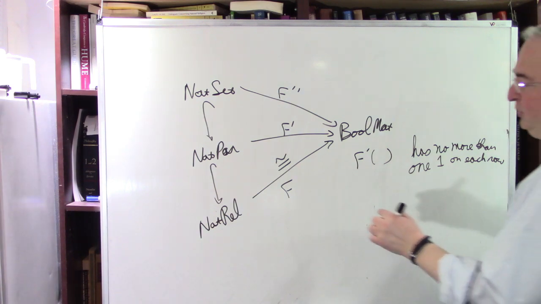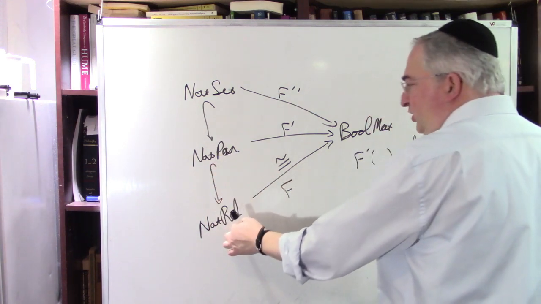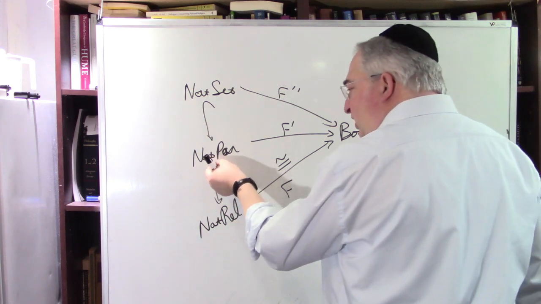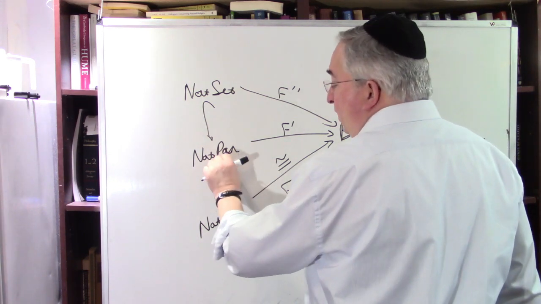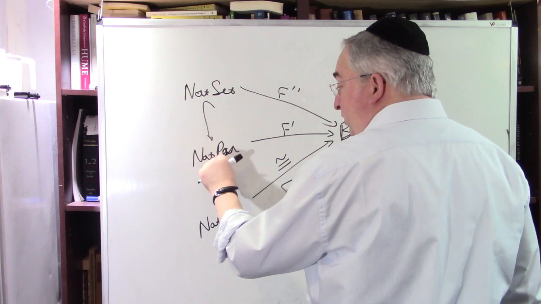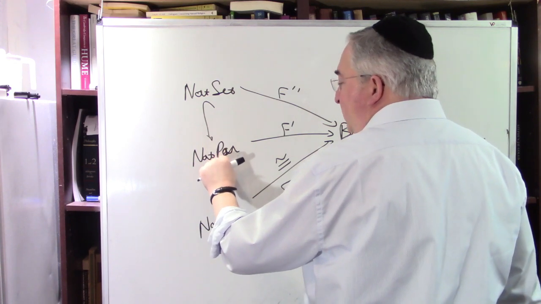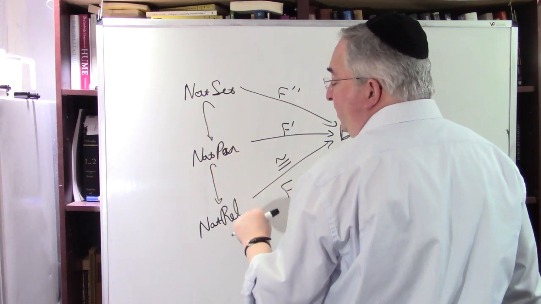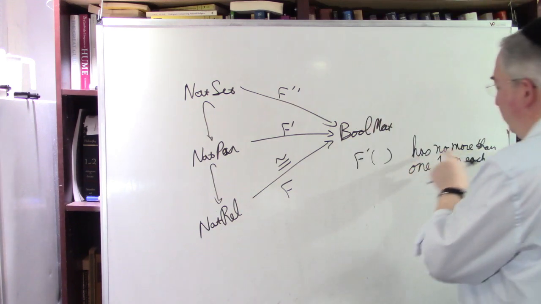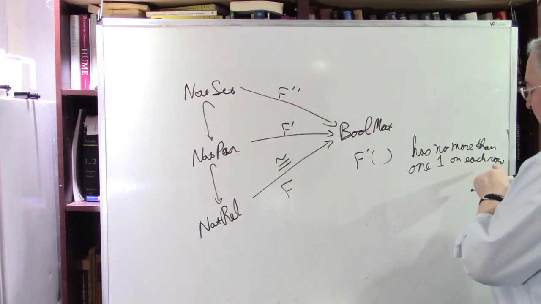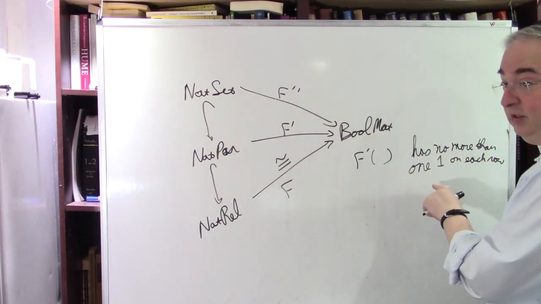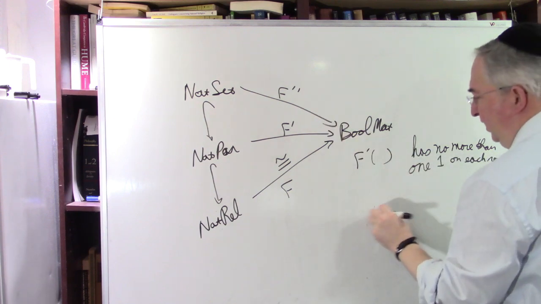So a partial function is what? It's a relation, but each thing in one set is related to at most one thing in the second set. So that's what it means. No more than one 1 in each row. Could have 0 ones in the row. As opposed to that, let's look at this.